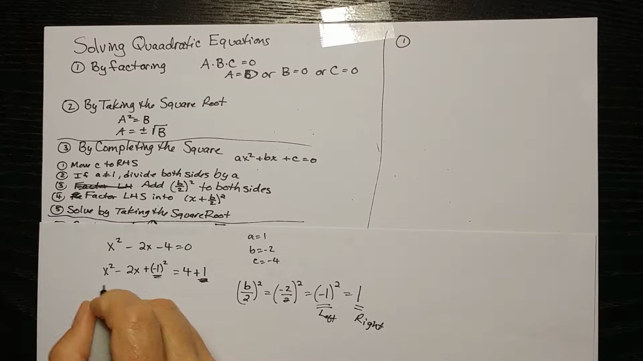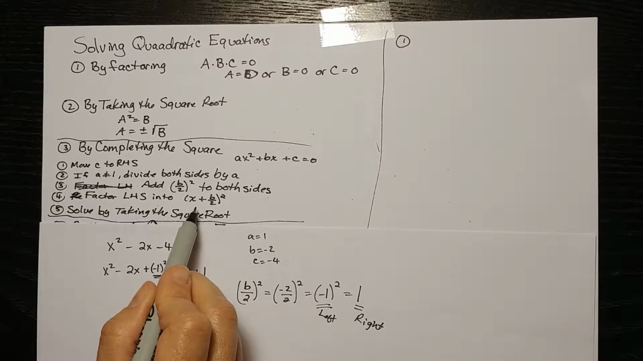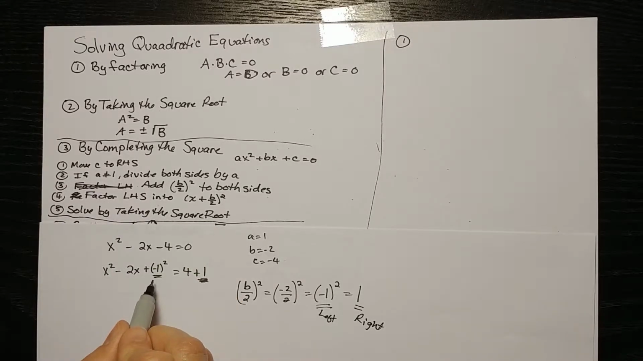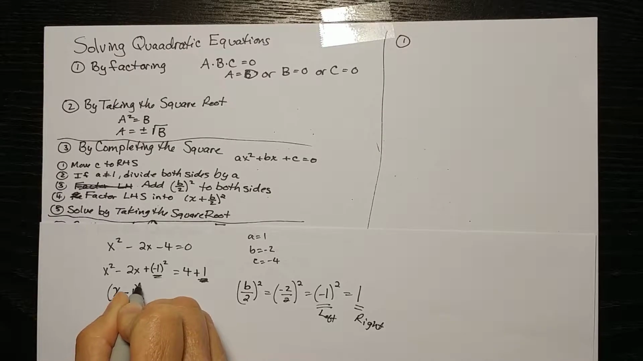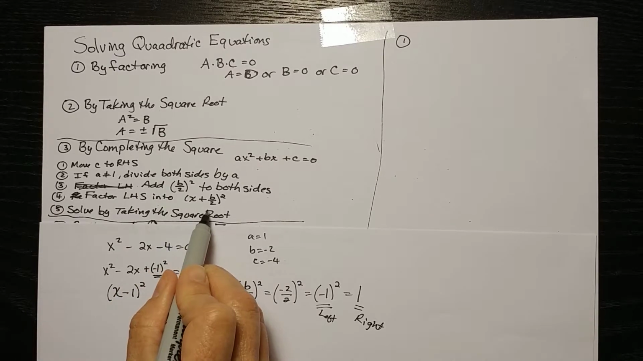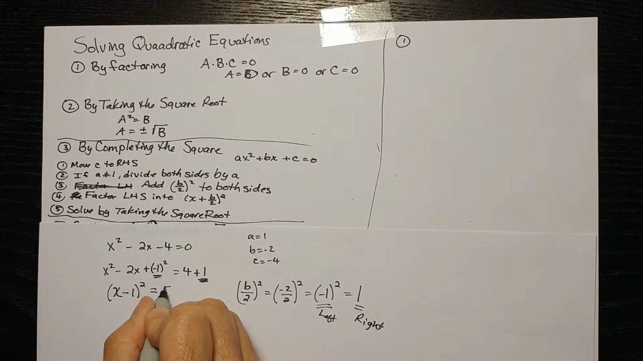The reason I do that is because the next step is to factor the left-hand side into x plus b over 2 squared. What I see in this parentheses is b over 2. So this factors into x plus negative 1, or x minus 1 quantity squared. That's x plus b over 2. This is equal to 4 plus 1, or 5.